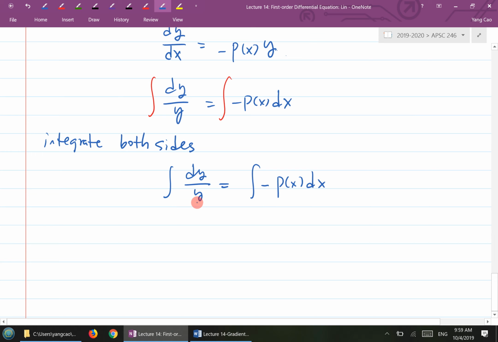The left side, that's easy, right? It's 1 over y dy. So the result of this integration should be, what should that be? Ln y. But it has to be positive, right? So we put an absolute sign around the y. And this side here, I don't know what it is, because if we have a given question, then we will have the p of x. But for now, we will leave this p of x as it is.